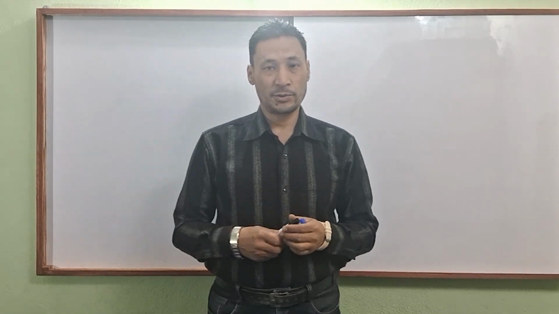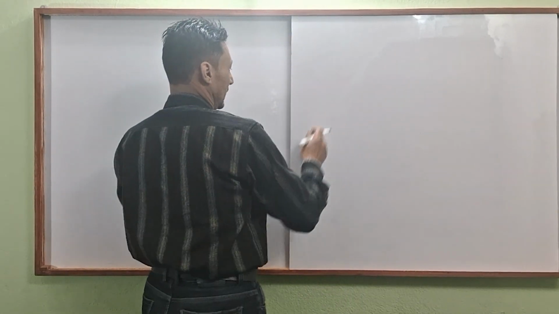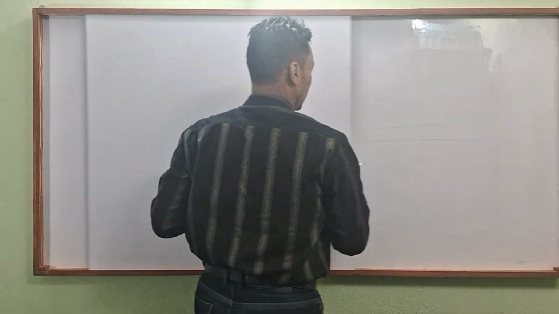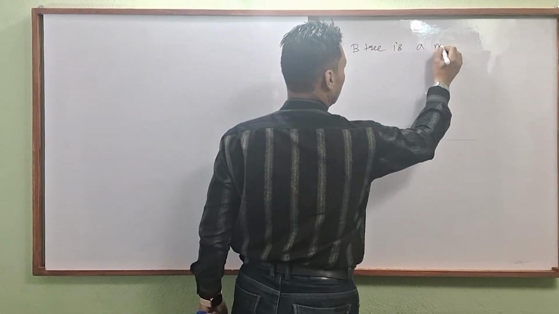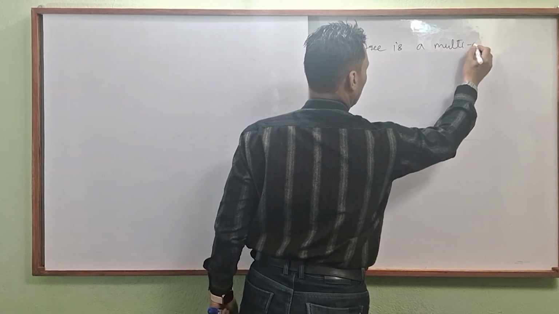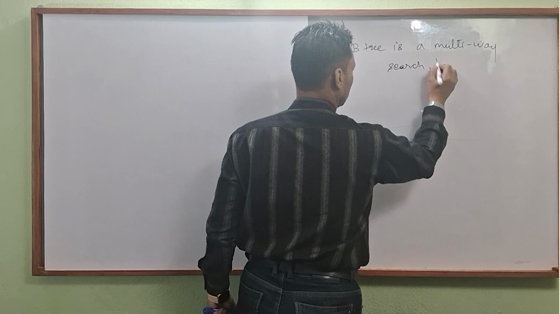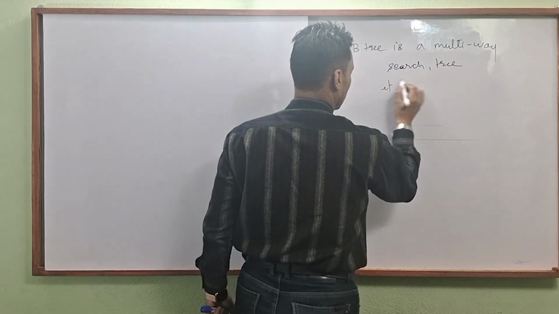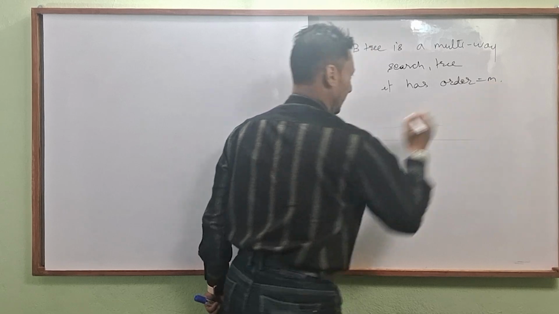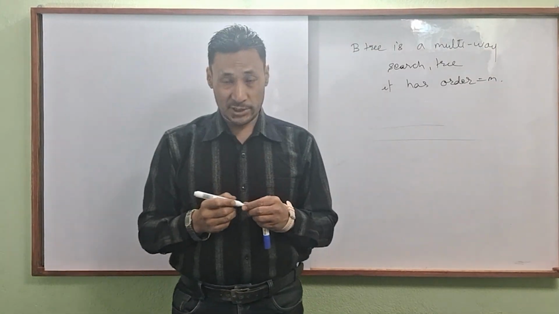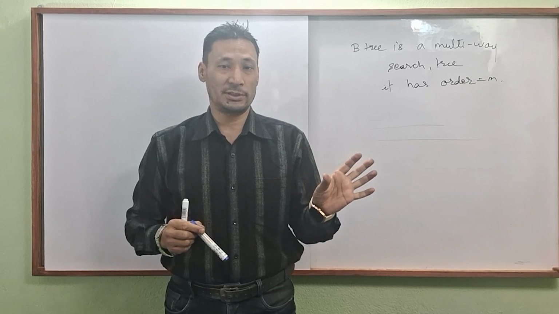Everybody. In this video, I will talk about creating a B-tree. We already know that a B-tree is a multi-way sort tree. Simply, a B-tree is a multi-way sort tree. It has an order generally denoted by M, and the order of the B-tree specifies how many children a node can have, at most.